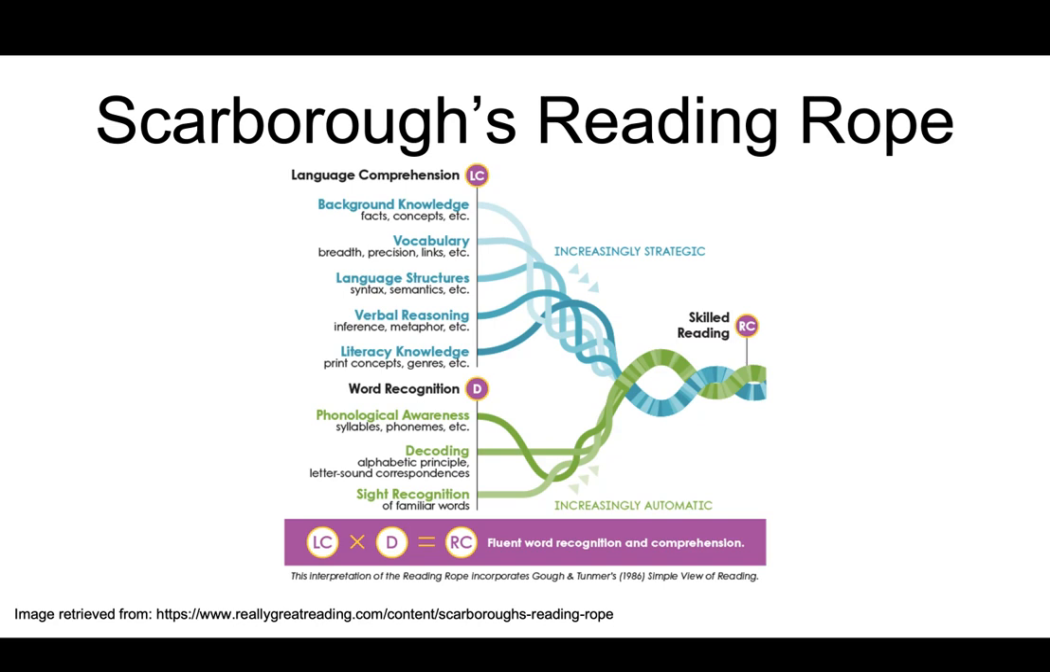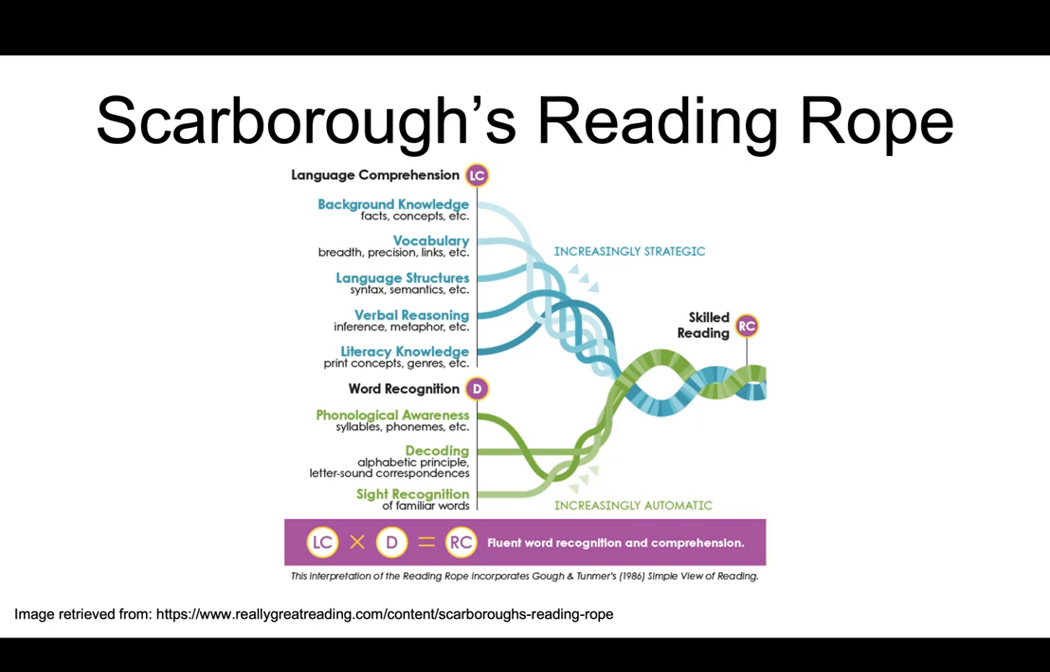The next main skill set in Scarborough's Reading Rope is word recognition. It includes phonological awareness, decoding, and sight recognition. Phonological awareness is a set of skills that includes identifying and manipulating units of oral language, parts of sounds, words, syllables, and rhymes.